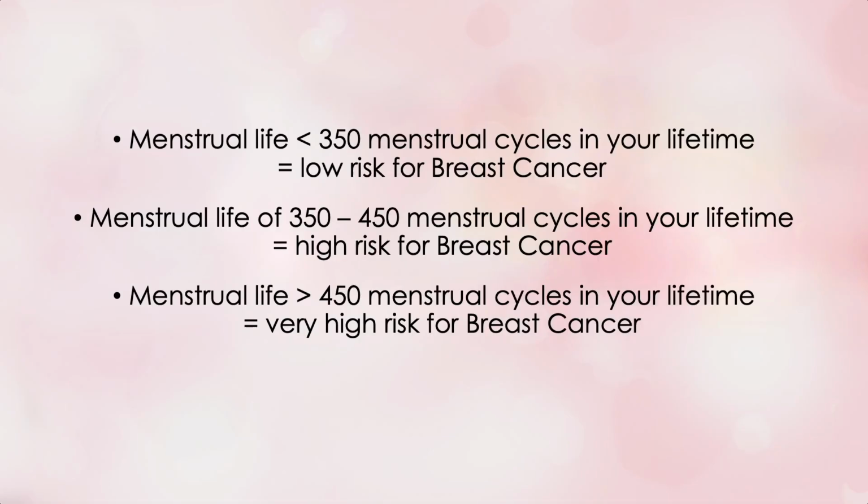If your menstrual life answer is fewer than 350 menstrual cycles in your lifetime, you have a low risk for breast cancer. If your menstrual life answer is between 350 and 450 menstrual cycles in your lifetime, you have a high risk for breast cancer. If your menstrual life answer is more than 450 menstrual cycles in your lifetime, you have a very high risk for breast cancer. And these parameters tend to be similar for epithelial ovarian cancer.